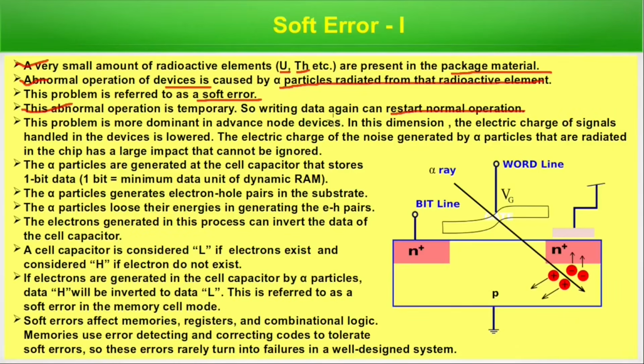It's very significant for memory devices. We use memory devices for storing data there. So once its data is there and alpha particles change that data, when we want to retrieve it, that gives erroneous result.